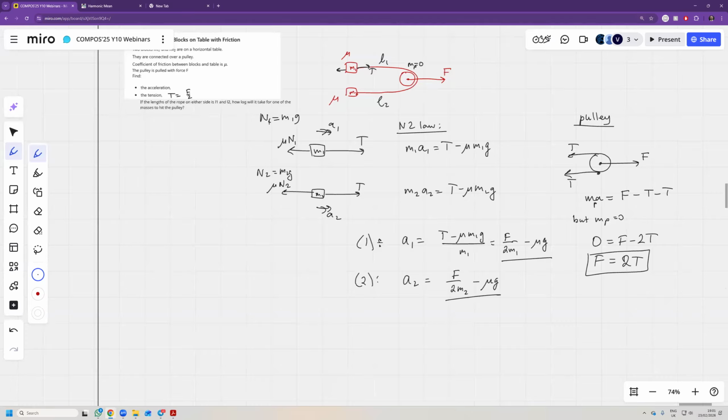Because I'm pulling the block. Right, so it's this situation, right? It could be that one of them is actually stationary. So it definitely could be. All right. Cool.